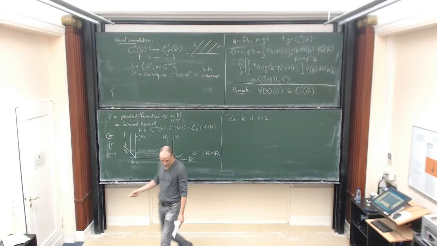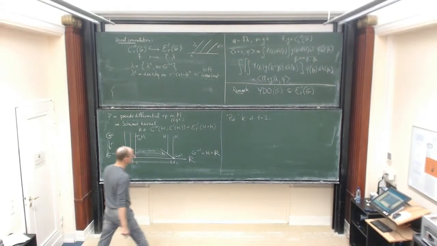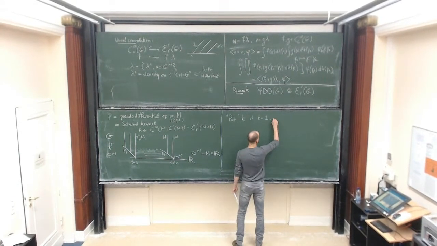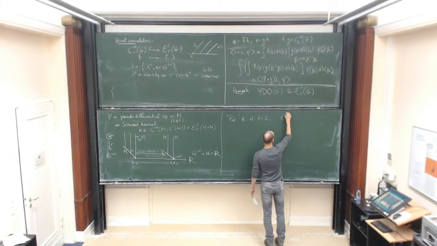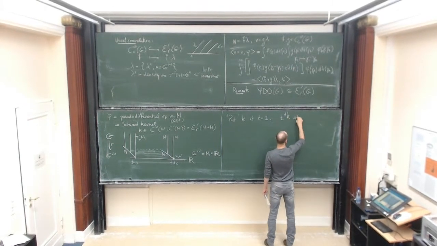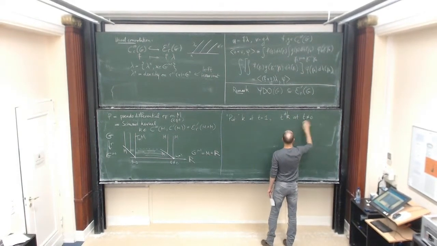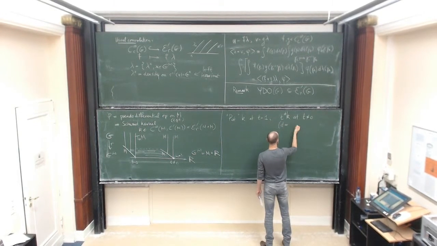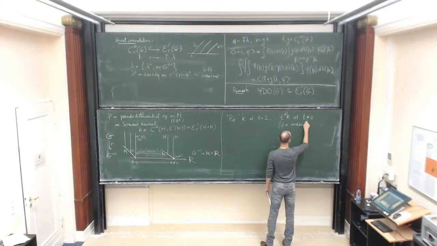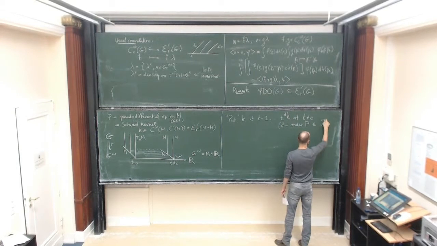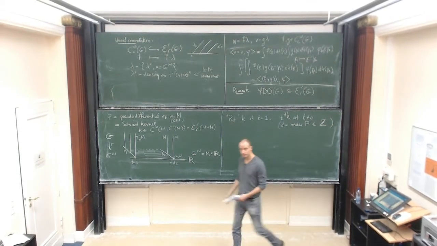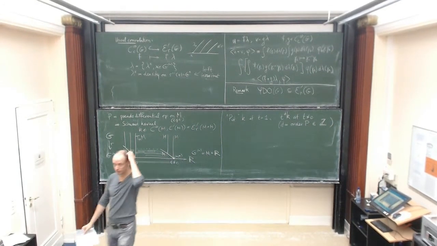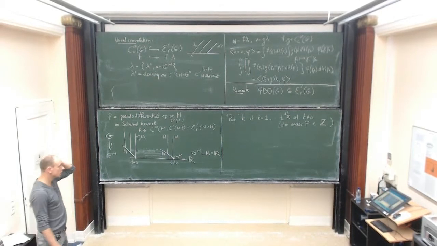Okay, and then you just do exactly what I said last time. So you do t to the d times k at t not equal to 0, where d is the order of P, which in this case is any old integer. Could be negative as well. Okay, so just steal this from the example of differential operators.